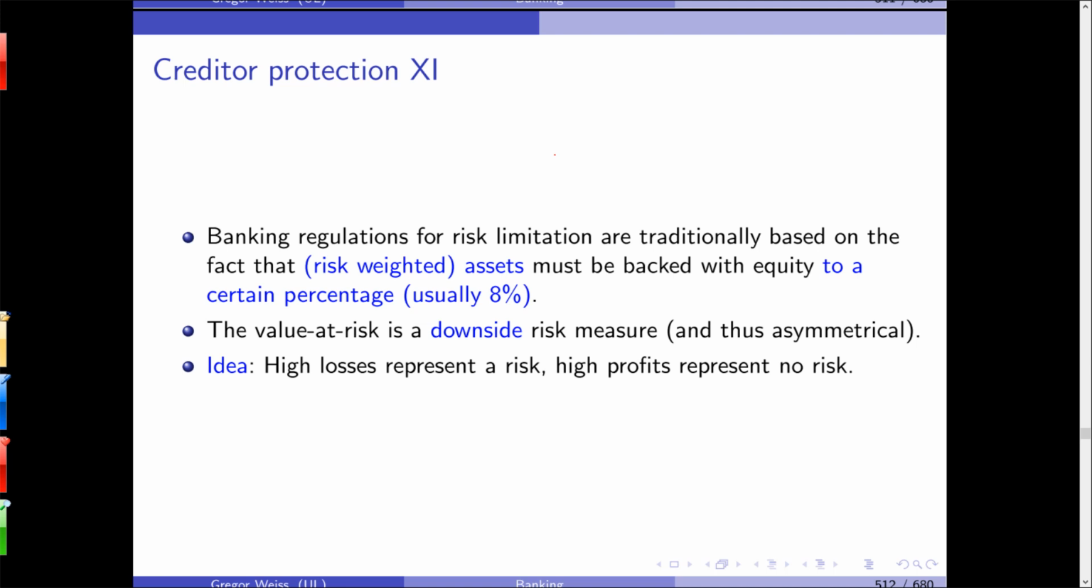And as value at risk is a downside risk measure, it proxies for financial losses, and it gives you exactly this idea that your regulatory capital, in the worst of cases, has to be used to cover financial losses on your asset side. Because otherwise you will go bankrupt.